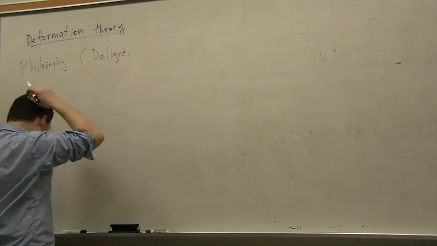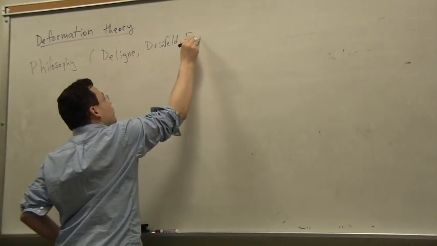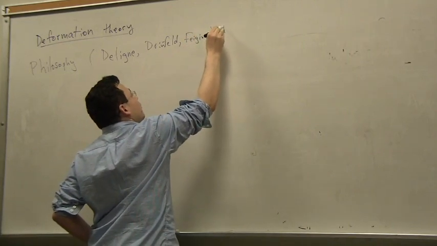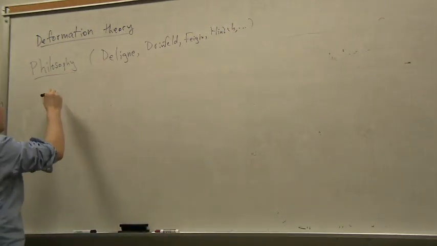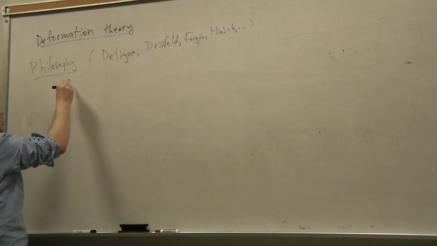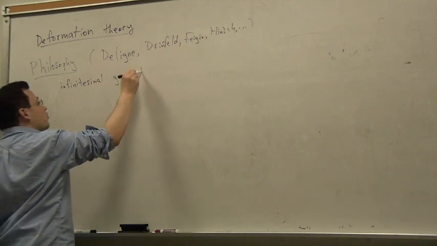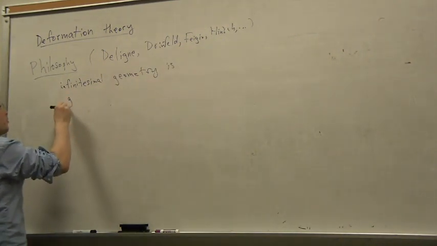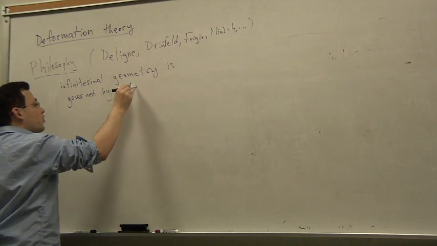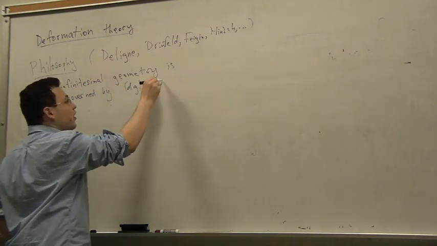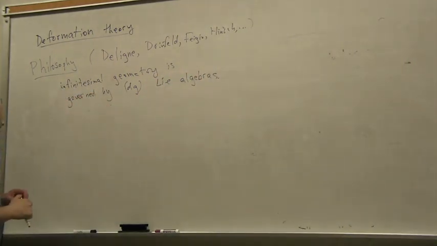Deligne, Drinfeld, Feigin, Hinich, and others. And the idea is that infinitesimal structure, infinitesimal geometry, is governed by differential graded, let's not worry about that, Lie algebras. So these tend to be relatively small, finite dimensional Lie algebras.